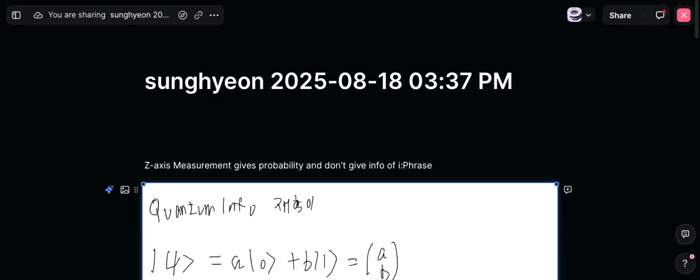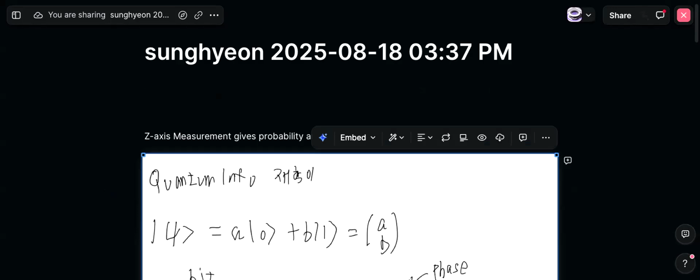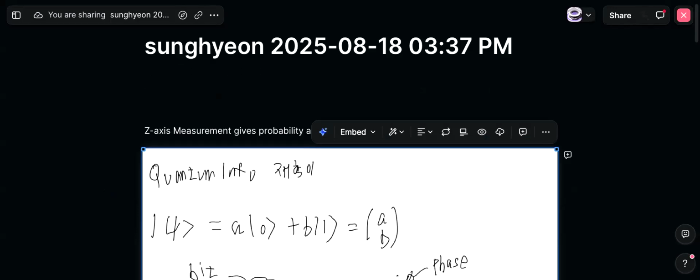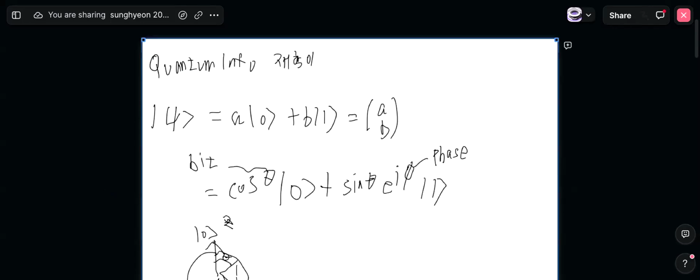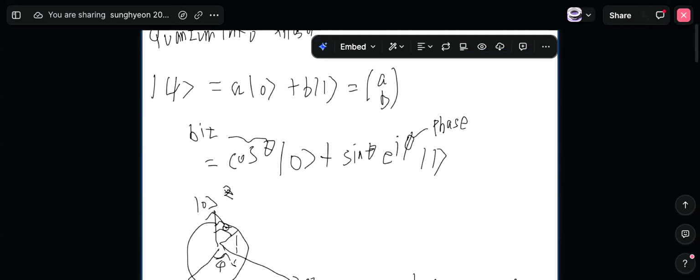Okay, today is August 18, 2025, about quantum information. First, if you measure with the z-axis, then you can't get the info of the I phase because there is X, Y, Z phase, and if you do it with the G phase, then the G phase itself is I, which is phase, so you can't measure it. And another thing is you can write it down with cosine theta and sine theta.